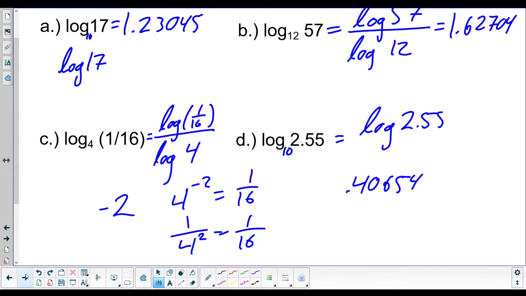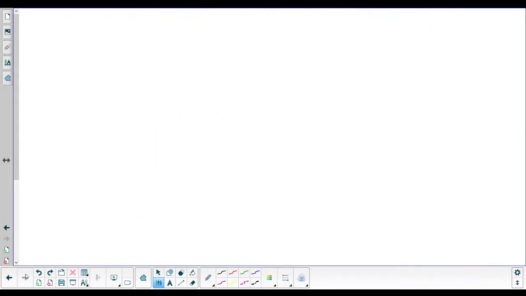If you're having trouble figuring out what calculator to use, ask me. And that's the end of your notes. So go ahead, go try your logs. Hopefully it's a quick, easy lesson for you. Most of it's on the calculator, I think.